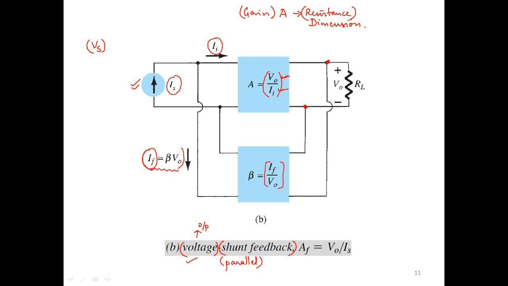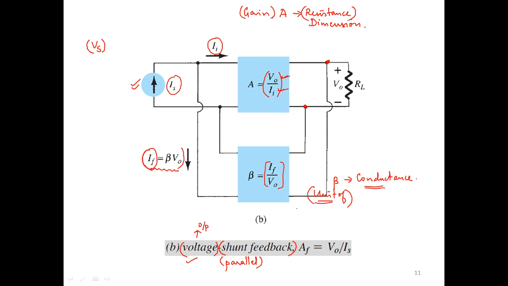Then similarly, what about the dimension or the unit for feedback factor beta? It is again the ratio of the feedback current divided by the output voltage. So what is current upon voltage? Current upon voltage is nothing but conductance. So I just write the unit for beta is conductance here. So that's the unit of beta. Now that was all about voltage shunt or voltage parallel feedback.